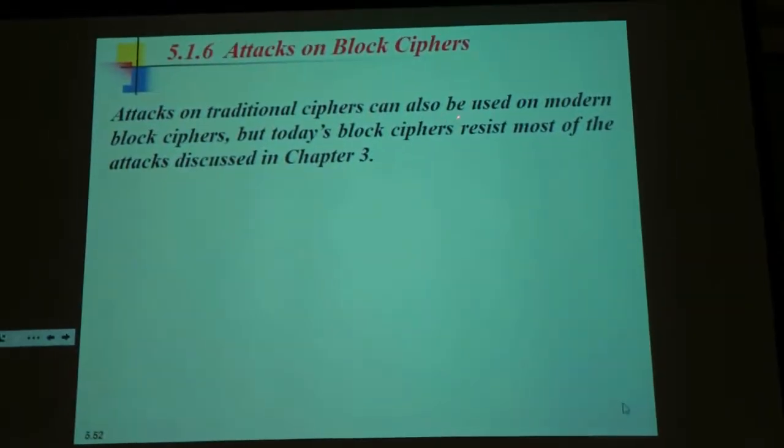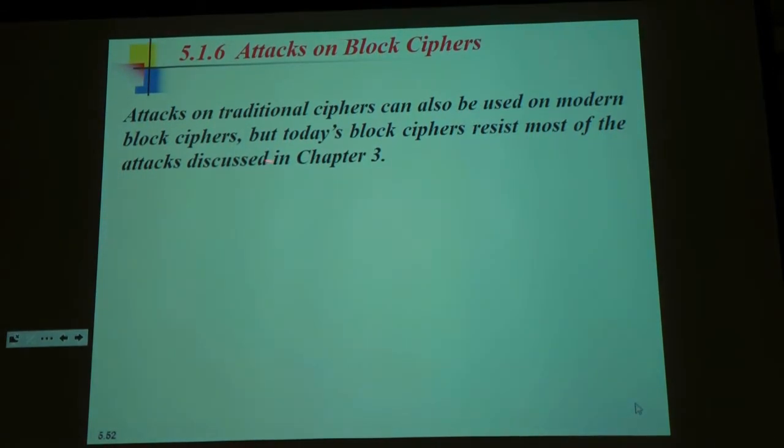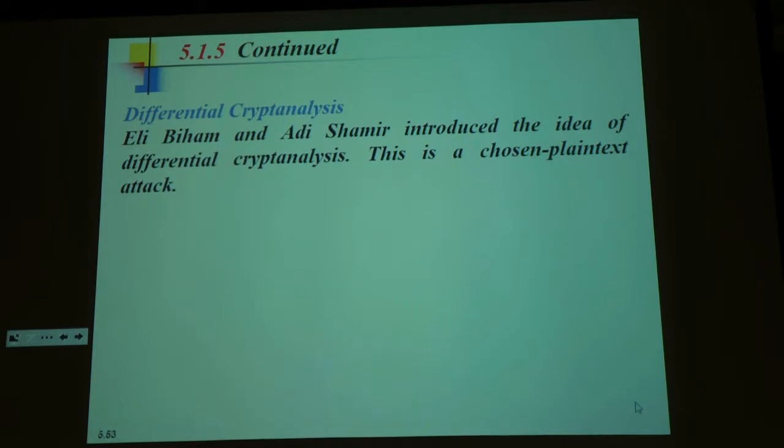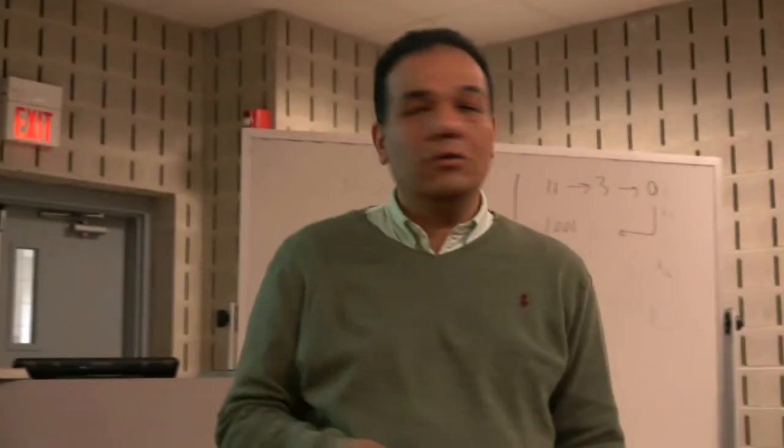So, attacks on block ciphers. Attacks on the traditional ciphers can also be used on modern block ciphers, but today's block ciphers resist most of the attacks. So what kind of attacks could we have? We could have differential cryptanalysis. For example, Eli Biham and Adi Shamir introduced the idea of differential cryptanalysis. This is a chosen plain text attack. We already explained what a chosen plain text is. You start with a plain text.